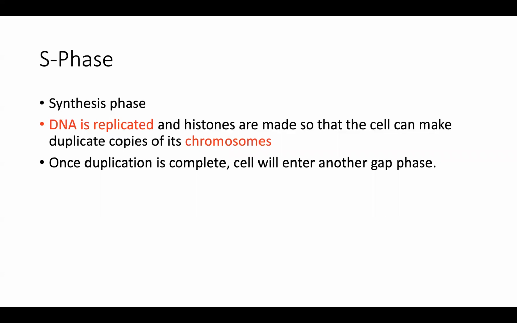So in a human, we've got 46 chromosomes in our somatic cells. So at the end of S phase, that number should be duplicated, right? So that when these two new daughter cells are created, they can each have 46 chromosomes, okay? So once this duplication is complete during S phase, the cell will enter another gap phase.